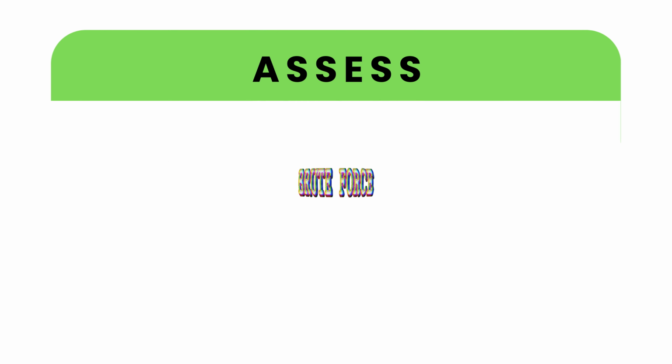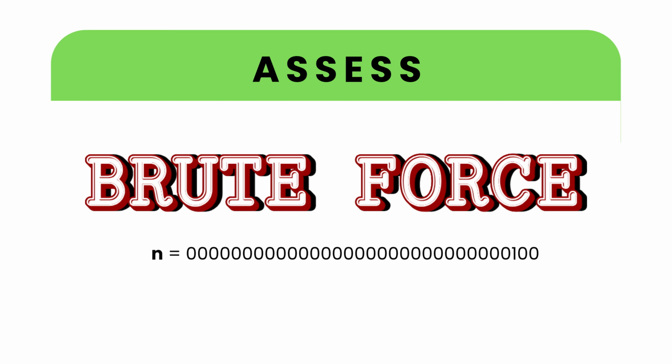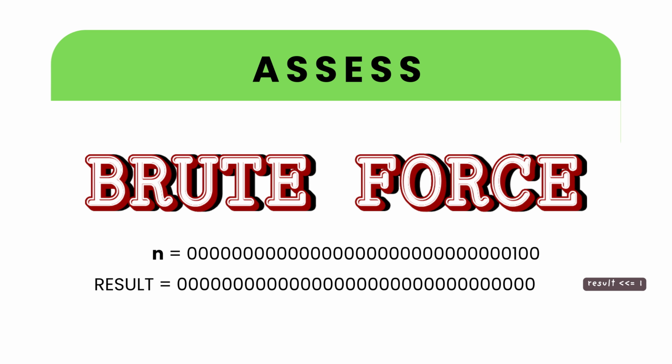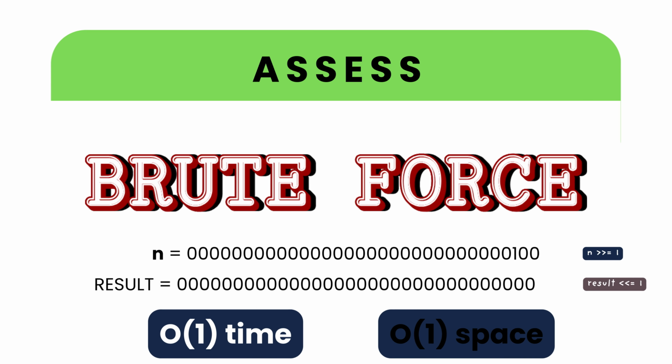Let's assess our approach. The brute force way is actually perfect here. Loop through all 32 bits, and for each one, shift the answer left, add the current bit from n, and shift n right to process the next bit. This runs in O(1) time, since 32 is constant, and O(1) space.